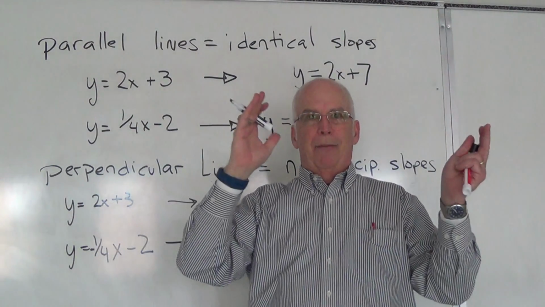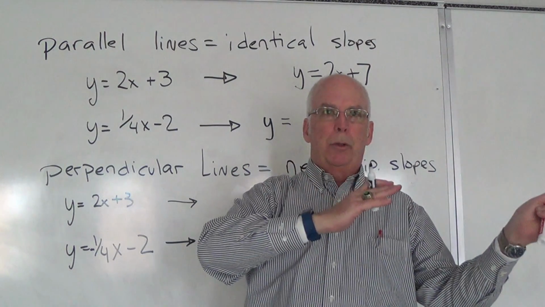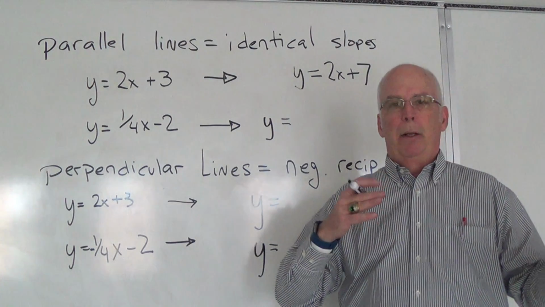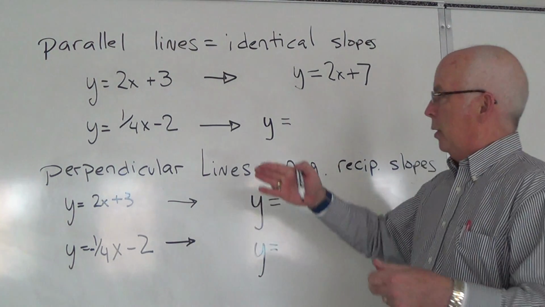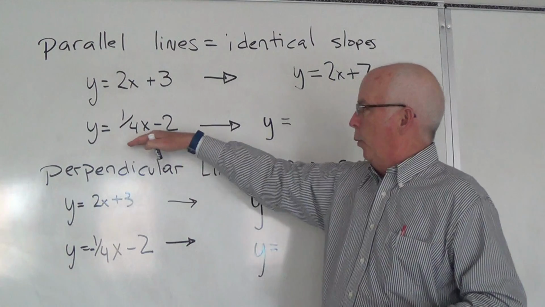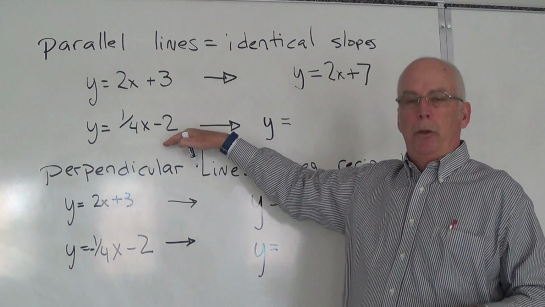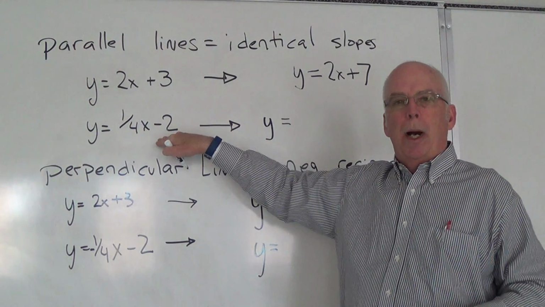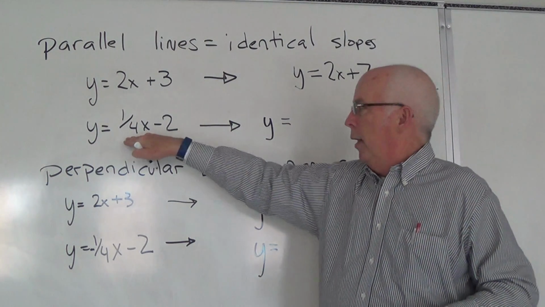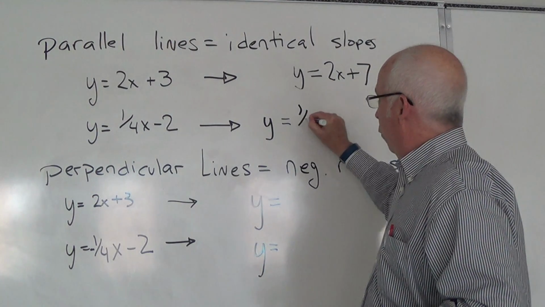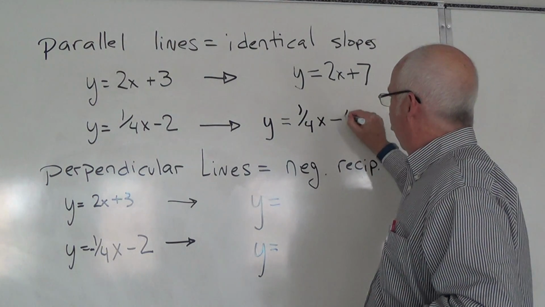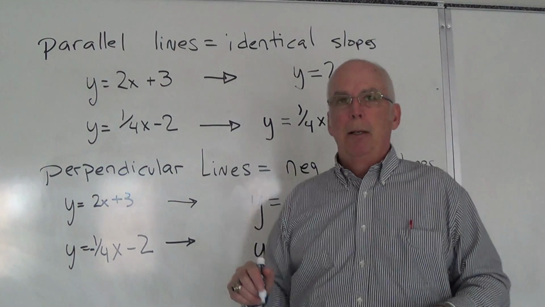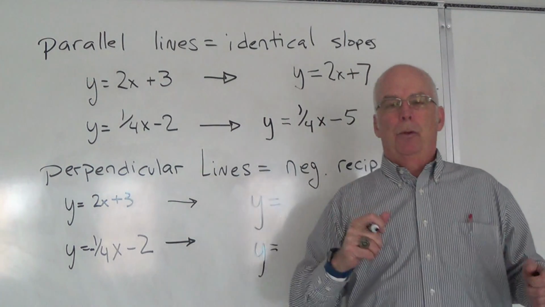This one has a y-intercept of 3, this one has a y-intercept of 7. Parallel lines have the exact same slope. They're never going to get any closer together, they're not going to get any further apart, and they have no points in common, there's no intersections. Similarly, if you were given a line of y equals 1/4 x minus 2, and they wanted you to construct an equation of a line parallel to that, let's say that has a y-intercept of -5, it would be the exact same slope: y equals 1/4 x minus 5. These two lines are parallel, different y-intercepts. Okay? Parallel lines have identical slopes.